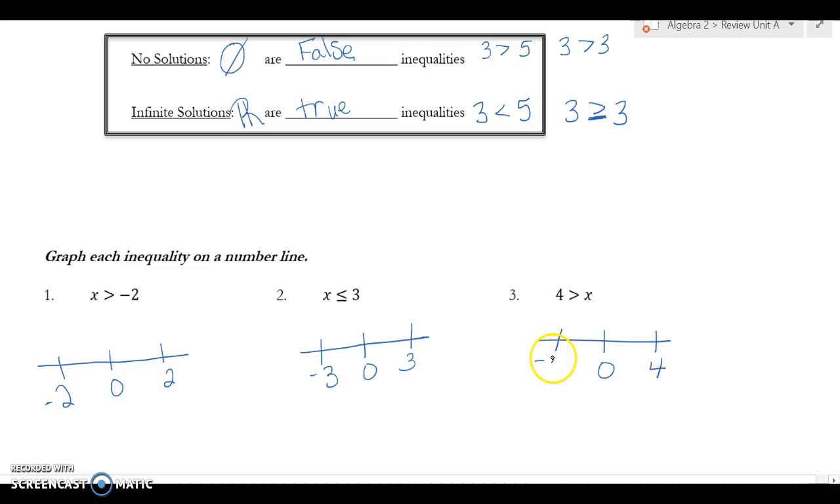and then figure out if it's open or closed. So for number 1, my circle I'm comparing to -2, so I'm going to put my circle at -2. And it does not have an underline, so it's just an open circle. And this says x is greater than, so I'm going to go to the right. For number 2, it's at 3, so it's going to be a closed circle at 3. And this says less than, so I'm going to go to the left.